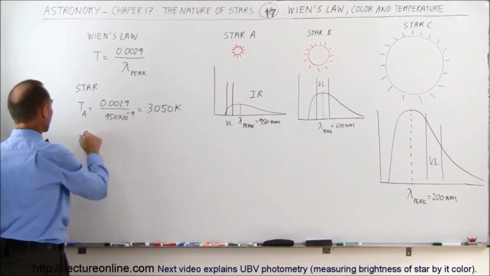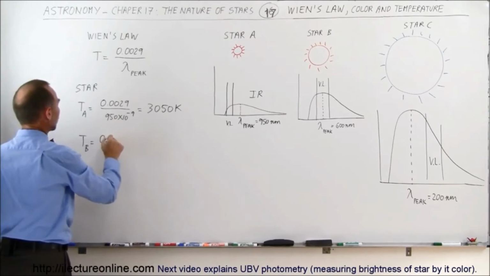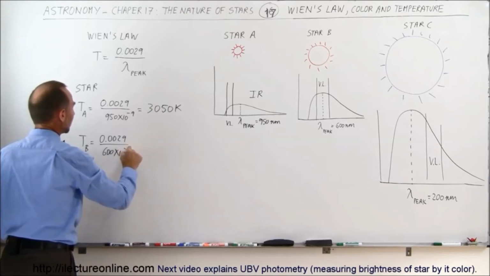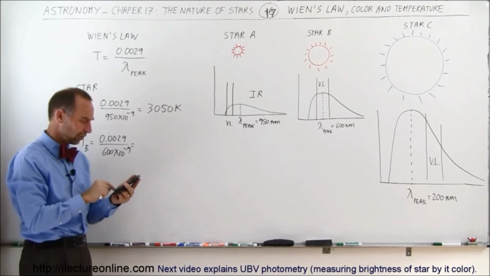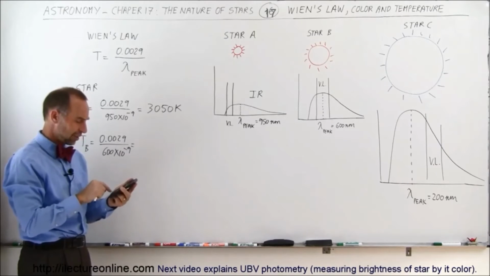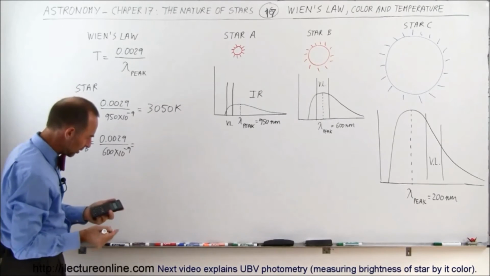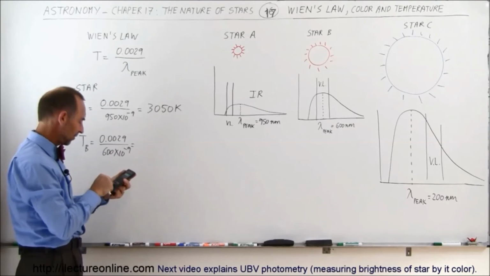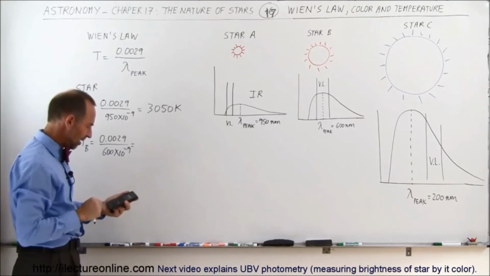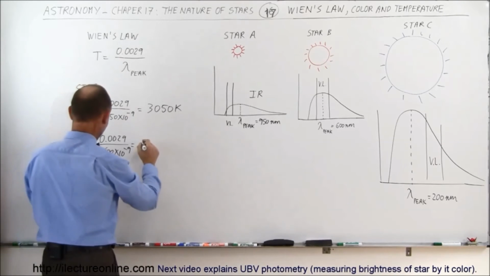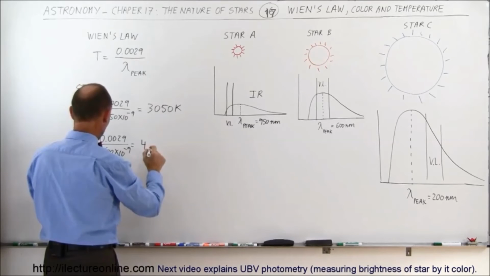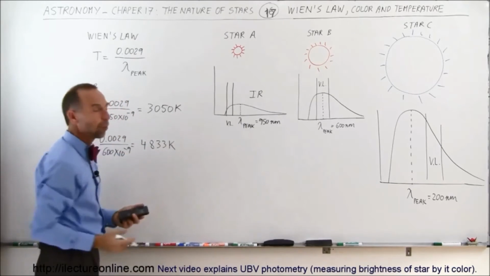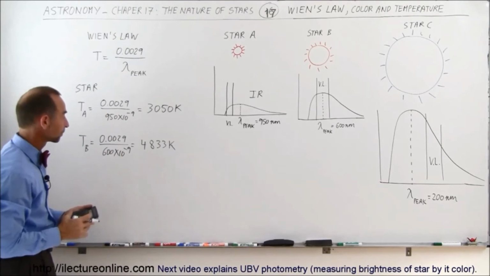Star B, so the temperature of B, would be equal to 0.0029 divided by 600 times 10 to the minus 9 meters. That's 600 nanometers. And so the temperature of this one would be about 4,833 Kelvin, which is appropriate for kind of an orange-looking star.